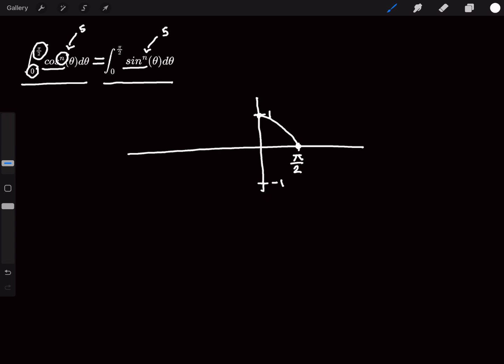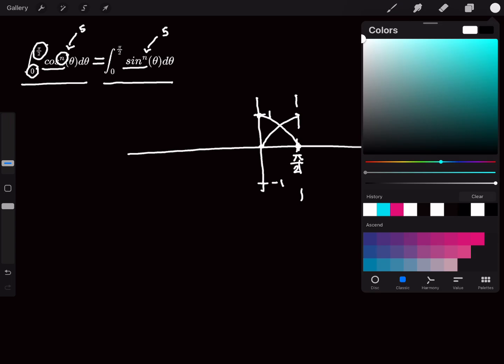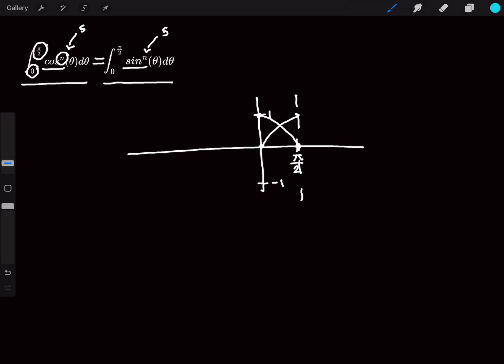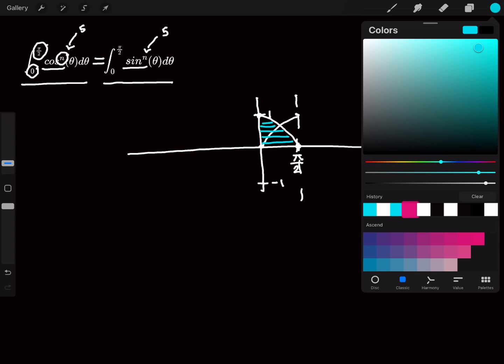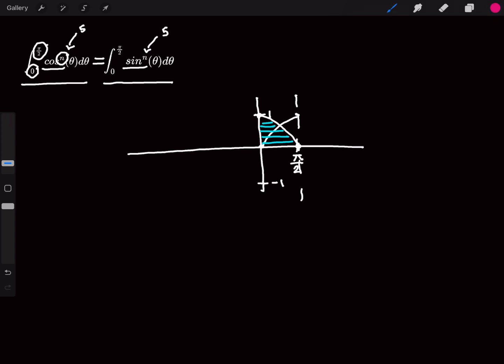And when theta is 0, sine is 0. And when theta is pi over 2, sine is 1. So then the graph of sine would kind of go like this. And they both would be cut off by pi over 2 right here. And now we can shade in the areas for both of these functions. So if we look first at the graph of cosine, you see that it's represented by this area. And then the graph of sine is going to be represented by this area.